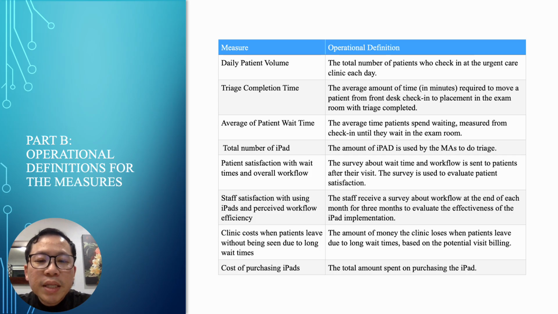Clinic costs when the patient leaves without being seen due to the long wait time. The amount of money the clinic loses when patients leave due to long wait time, based on potential visit billing. This is the most important definition. Cost of purchasing iPad, the total amount spent on the purchase of iPads.